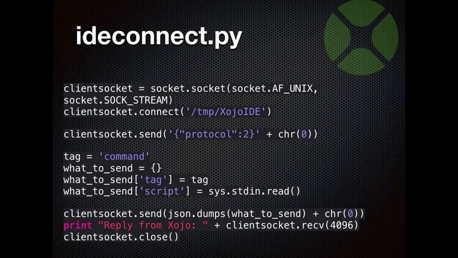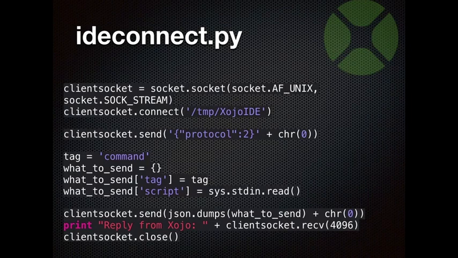And here I have my tag, which is the command, and oh, there we go. There's two dictionary entries, the tag and the script. So the tag is going to be command, and script is going to be whatever. I said tag and command, I meant tag and script. Sorry. So I will just dump the JSON, finish with a CHR0 to mark the end of the transmission, and then I'm going to wait for the socket to return data, and then I'm going to close the socket.